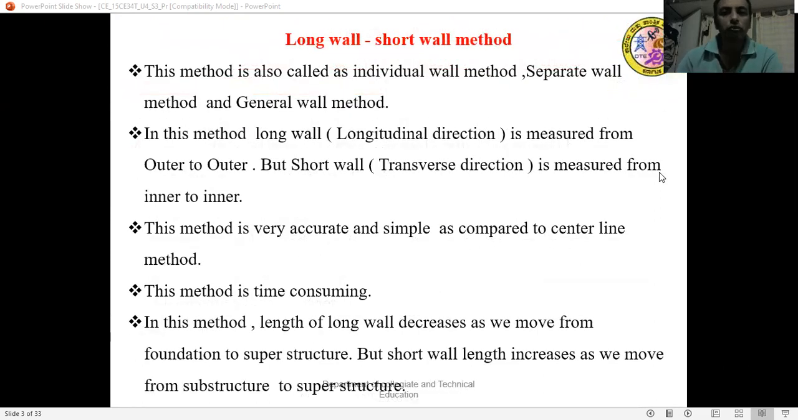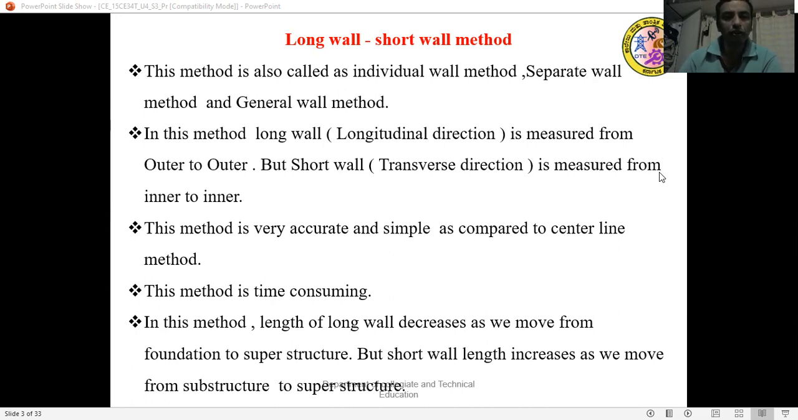Next, the long wall short wall method. This method is also called the individual wall method, or the separate wall method, or the general wall method. In this method, some of the walls are considered as long walls, that means the walls running in the longitudinal direction. These walls are considered long walls, and they are measured from outer to outer distance. But in case of short walls, the walls in the transverse direction are measured from inner to inner.